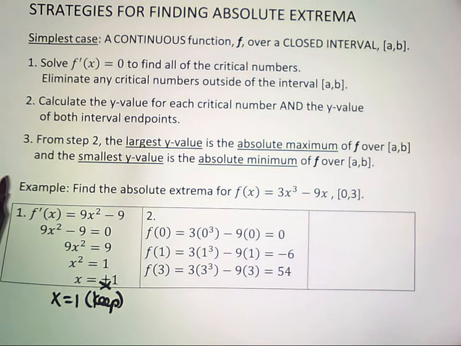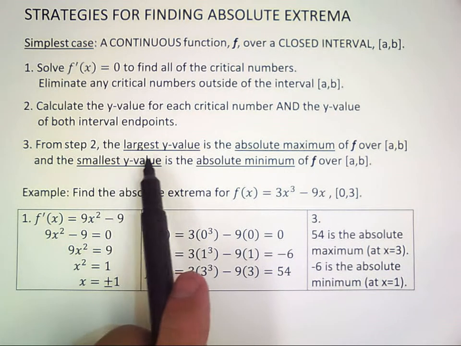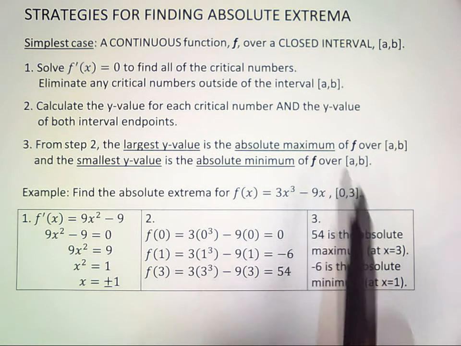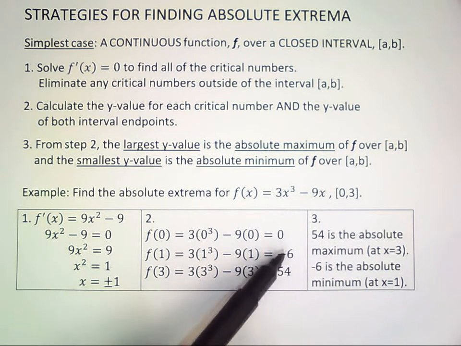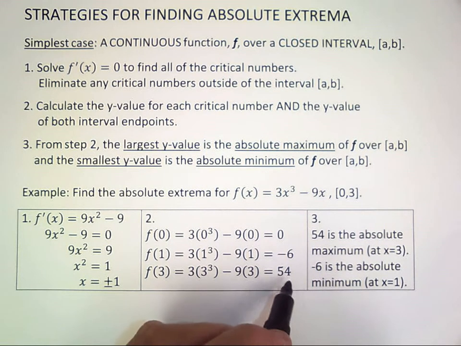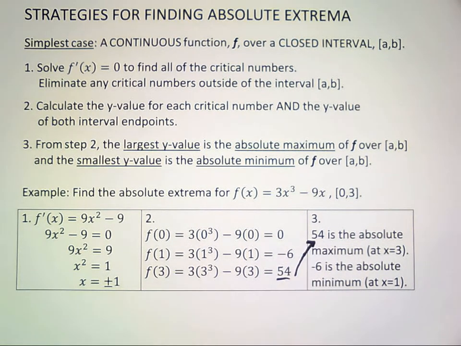Finally, step 3 says, from what you've done in step 2, look for the largest y value, and that's going to be your absolute maximum. So if you look at the y values of 0, minus 6, and 54, 54 is the largest of those three y values, so that is the absolute maximum. It occurs at x equals 3, but the absolute maximum itself is 54.